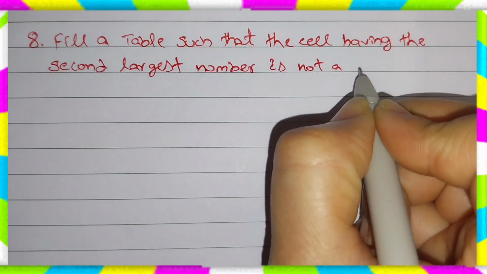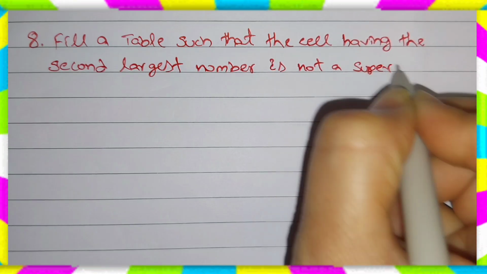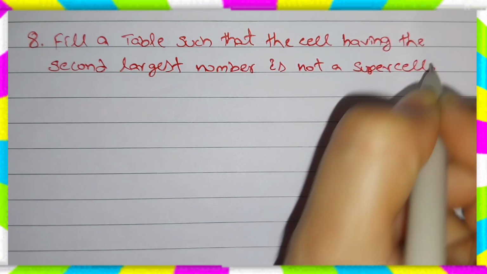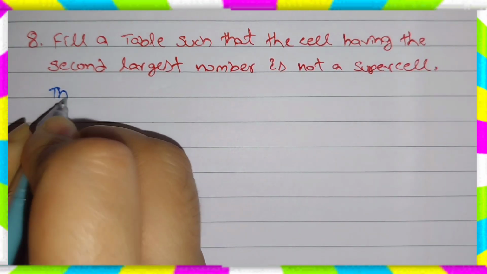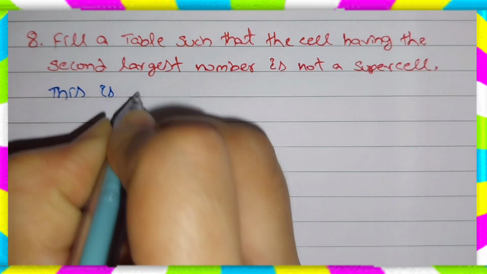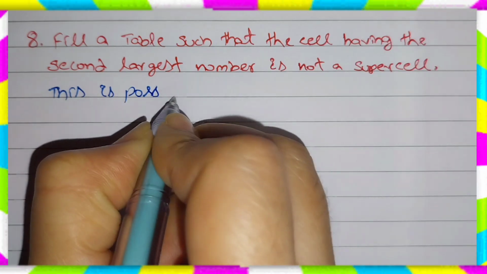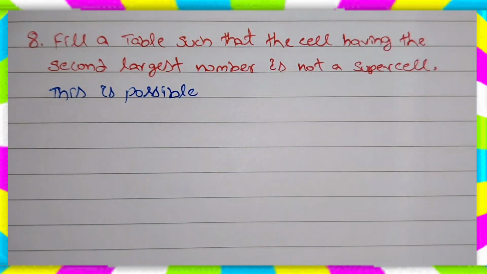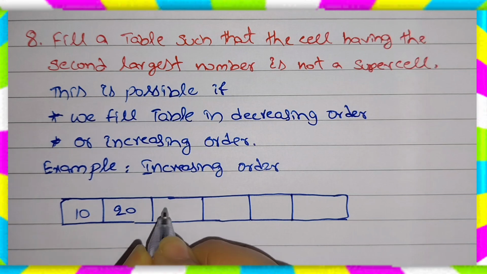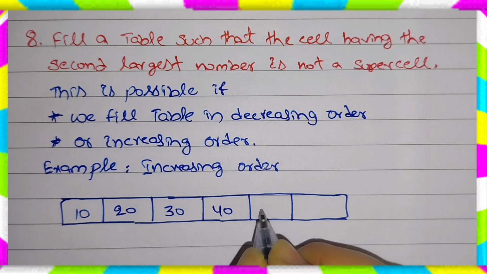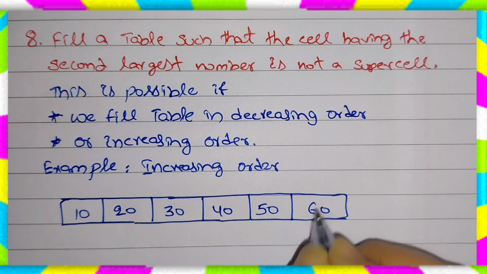Moving to the eighth question. The eighth question is, fill a table such that the cell having the second largest number is not a supercell. So this is possible if we fill a table in decreasing order or increasing order. This is a table and all numbers are in increasing order: 10, 20, 30, 40, 50 and 60.